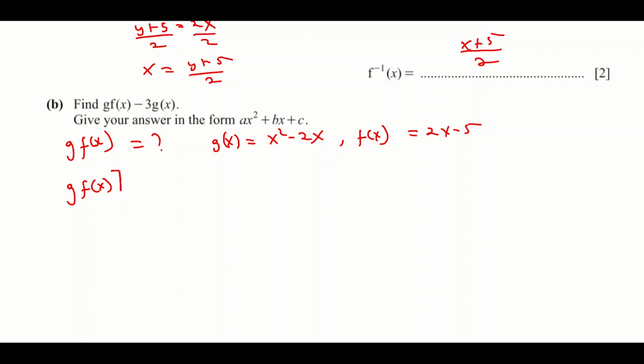So this is what we are doing. It will be equal to 2x minus 5 squared, then minus 2 into 2x minus 5. This is from x squared minus 2x, so f of x is our x now. So you need to expand this.